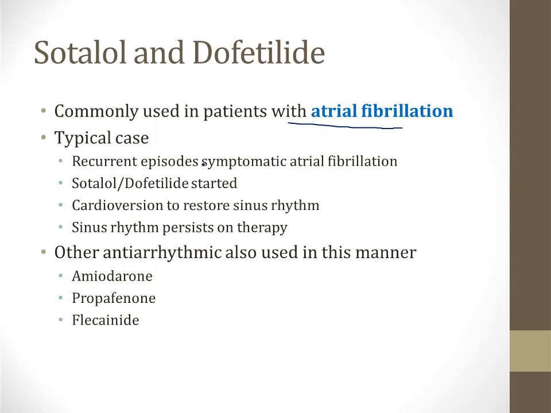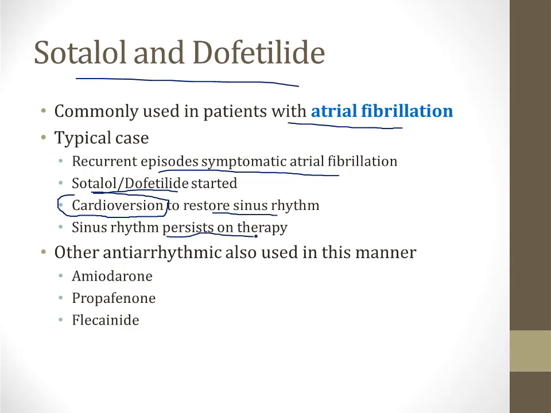A typical case is a patient who has recurrent episodes of symptomatic atrial fibrillation when not taking one of these drugs. We will then start sotalol or dofetilide. We will then perform a procedure called a cardioversion, which I'll talk about in a minute, to restore sinus rhythm, and then sinus rhythm will persist on therapy instead of having the patient go back into AFib like they were doing before. And this is the way many other antiarrhythmics are also used for recurrent symptomatic atrial fibrillation. Drugs like amiodarone, propafenone, and flecainide are all also used in this manner.